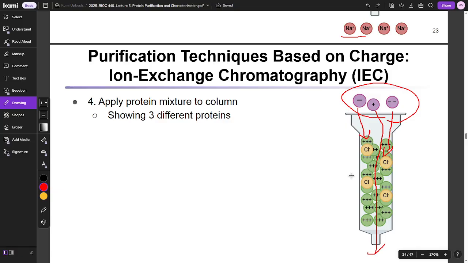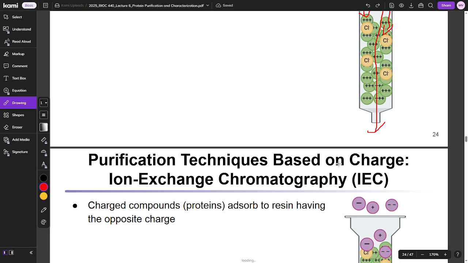a cation exchange column, because my protein is going to be positive at pH 2 with a pI of 6. On the other hand, if I was at a pH of like 10, I'd want an anion exchange column, because my protein is probably going to be negatively charged. So just keep that in mind.